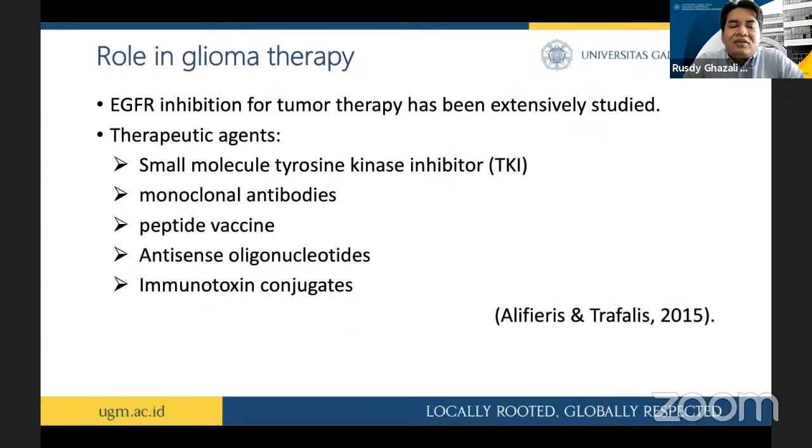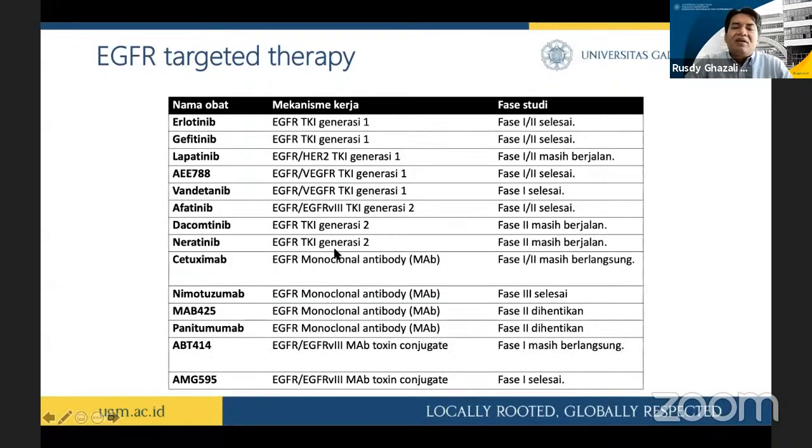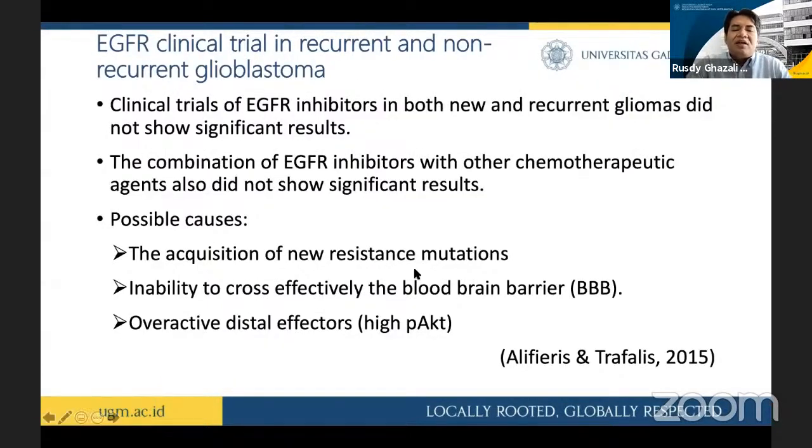The good thing is that there are a lot of agents that can inhibit this mutation. As we know, there is an agent called tyrosine kinase inhibitor, or TKI, widely used in patients with non-small cell lung cancer with mutation in the EGFR gene. For example, deletion of exon 19 of the EGFR gene, we will give this TKI. However, studies in humans until now didn't show significant results. So all are negative studies. Why? Because maybe there are other resistance mutations, maybe because the medicine cannot cross the blood-brain barrier effectively, or maybe because there are other factors affecting it.